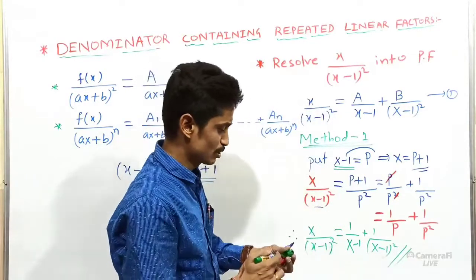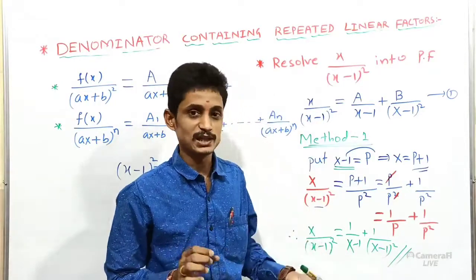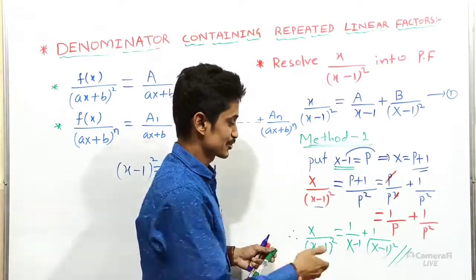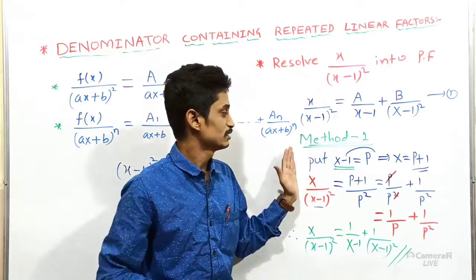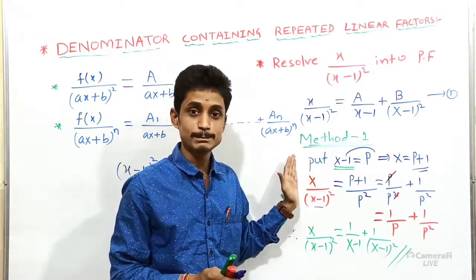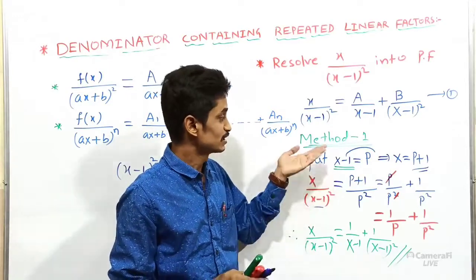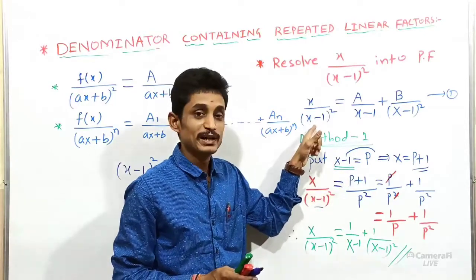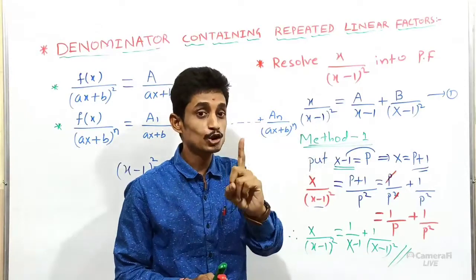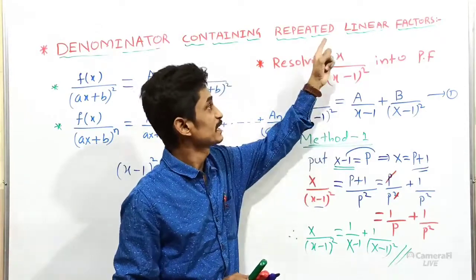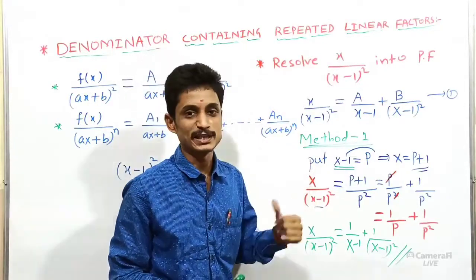You can cross verify. Just add these two, the same result you will get. Not necessary to show here, you can verify. So this is my method number 1. This method you follow in the theory part, KCET as well as in NDA. Don't forget this method. When is it applicable? When we have only repeated linear factors in the denominator. Please note it. After that I will go to method number 2.